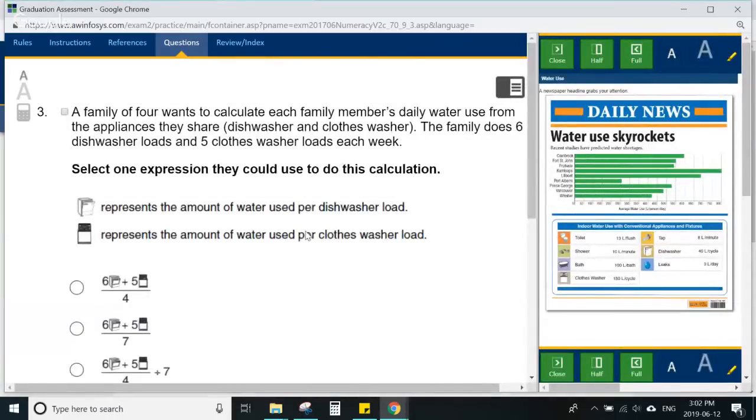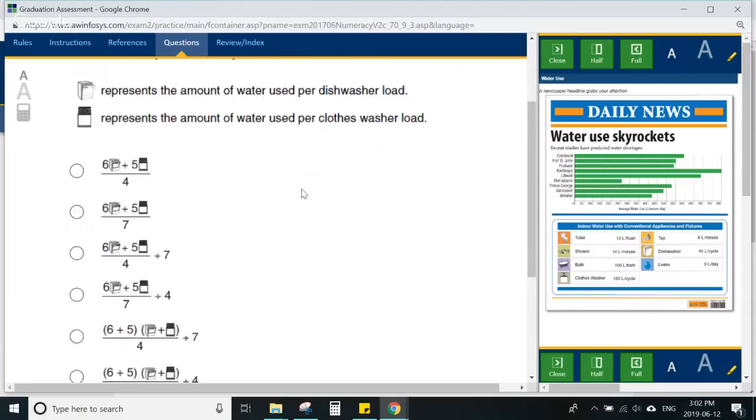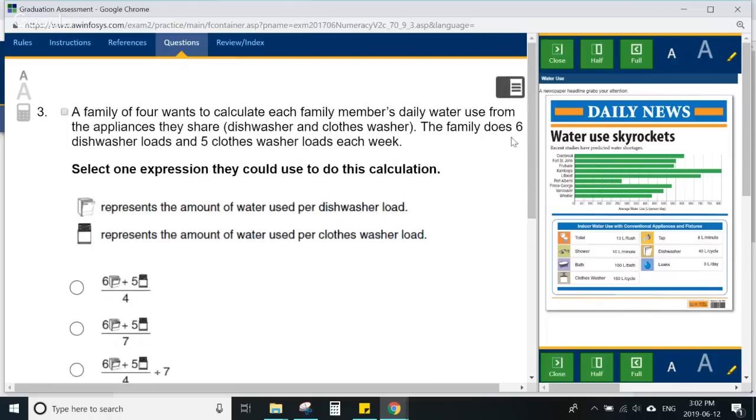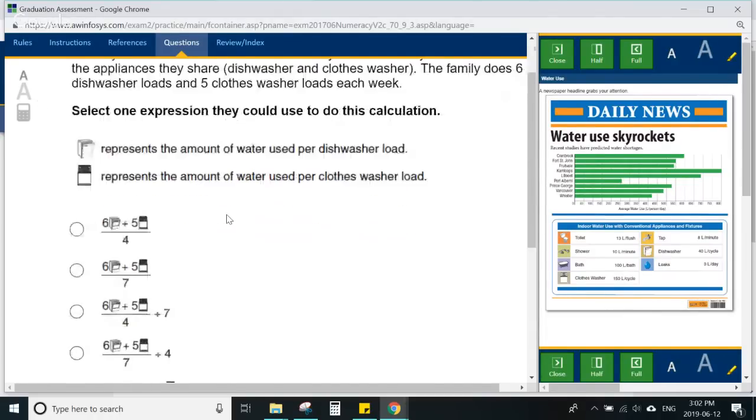A family of 4 wants to calculate each family member's daily water use from the appliances they share: dishwasher and clothes washer. The family does 6 dishwasher loads and 5 clothes washer loads each week. Select one expression they could use to do this calculation. So let's take a look at these and see if we can figure out what this person is thinking about in each of their calculations. How many days are there in a week? There are 7 days in a week.